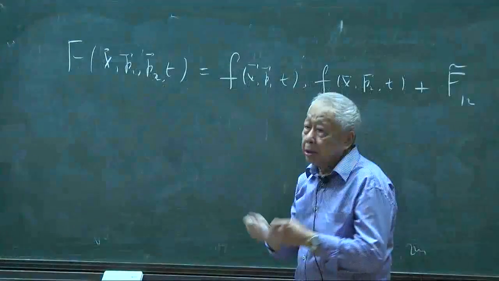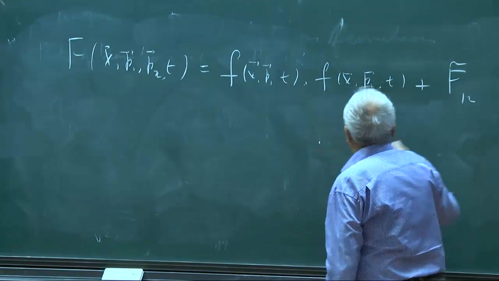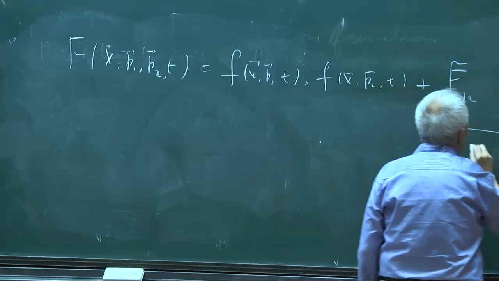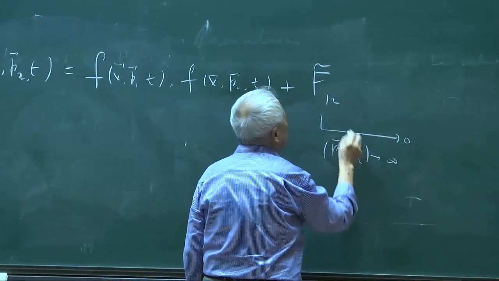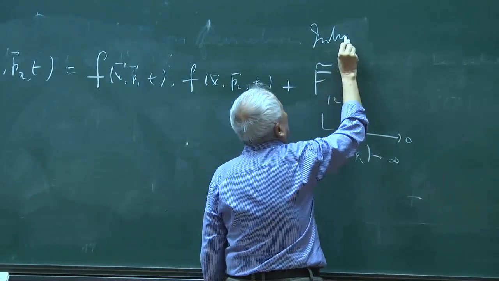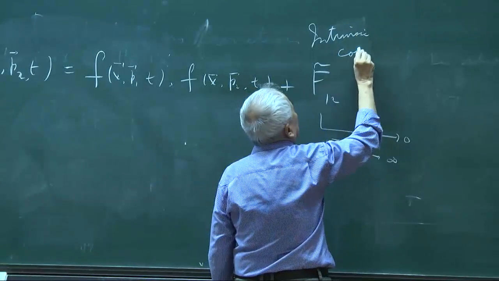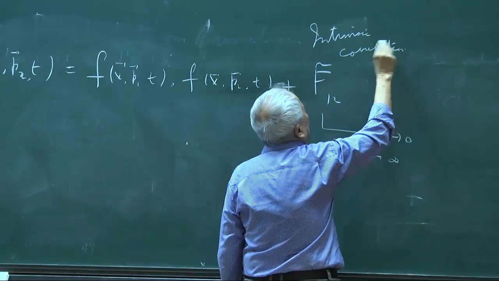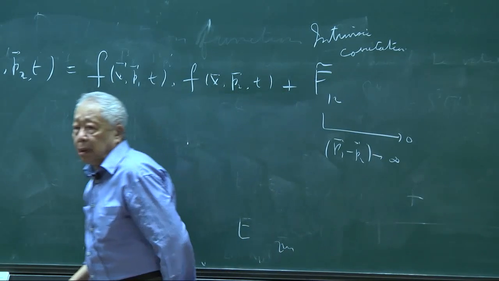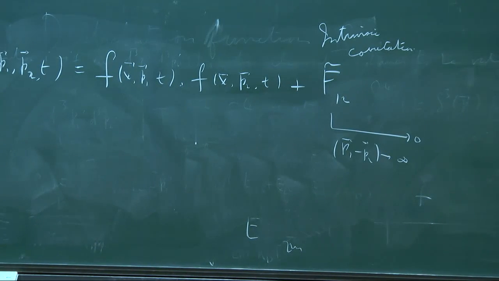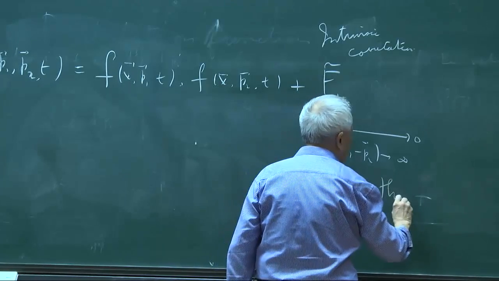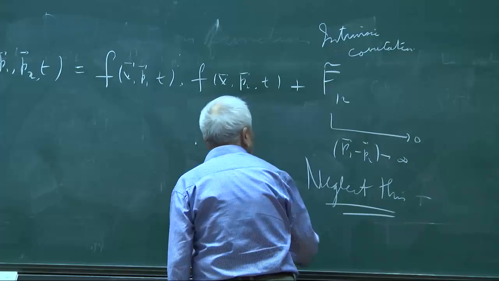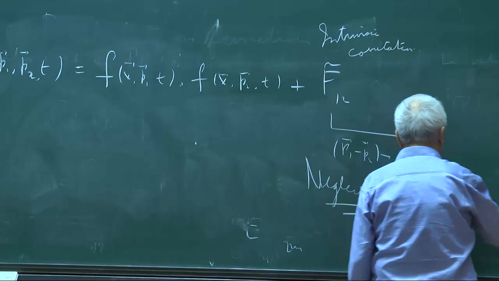In fact, in this case, the two particles are not correlated. They're independent of each other. This other term must approach 0 when p1 minus p2 approaches infinity. This is a true correlation. This is the intrinsic correlation. This is just kinematic. It's just a term that you always have. So what Boltzmann did is that let us neglect this. And this is what Boltzmann assumed.